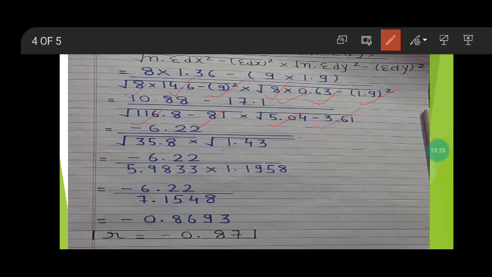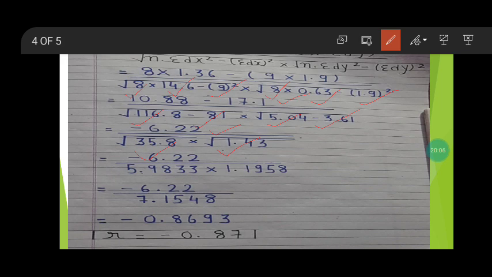Then next step is equals to 10.88 minus 17.1. So we will get minus 6.22 upon under root 116.8 minus 81. So we have got under root 35.8 into under root 5.04 minus 3.61. So we have got under root 1.43. Then again we will write minus 6.22 as it is, then upon under root 35.8.